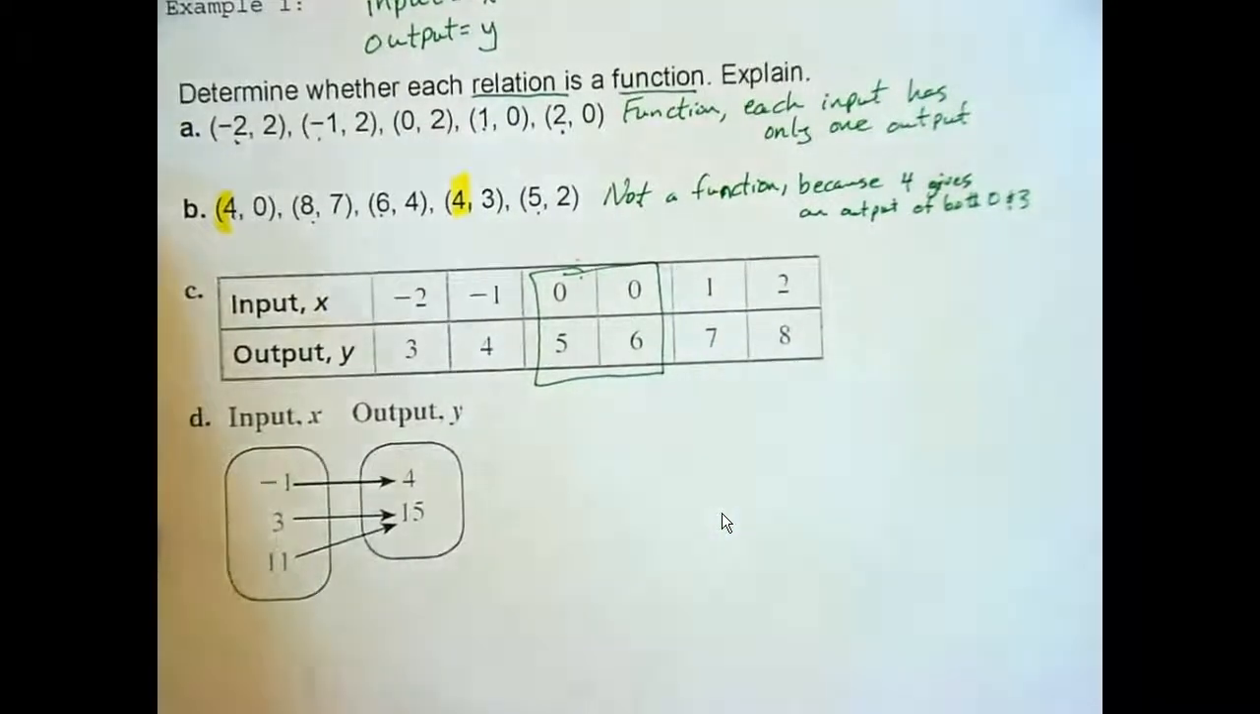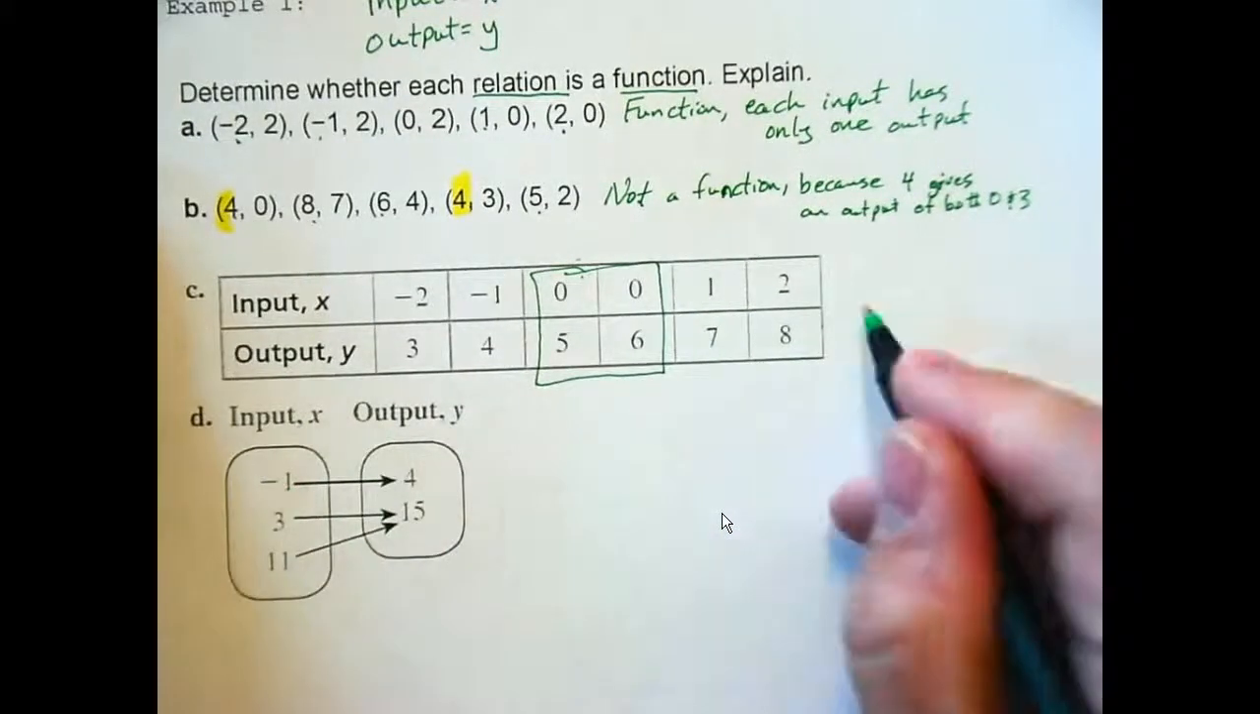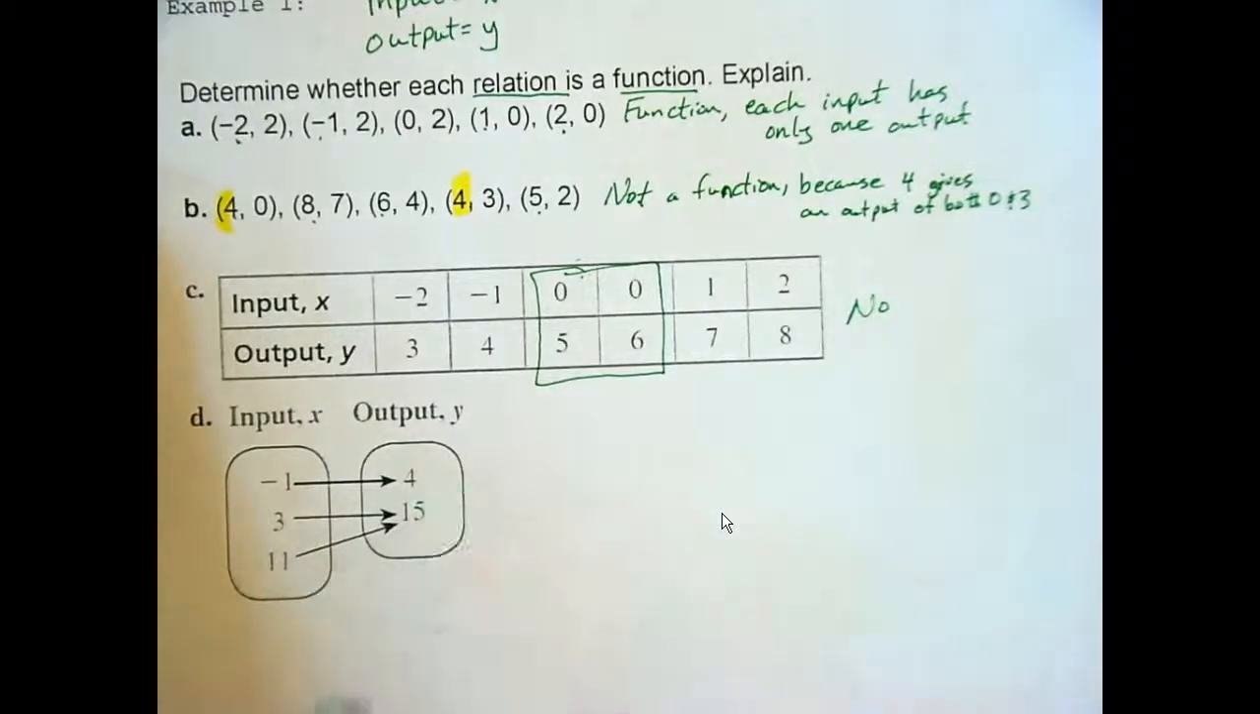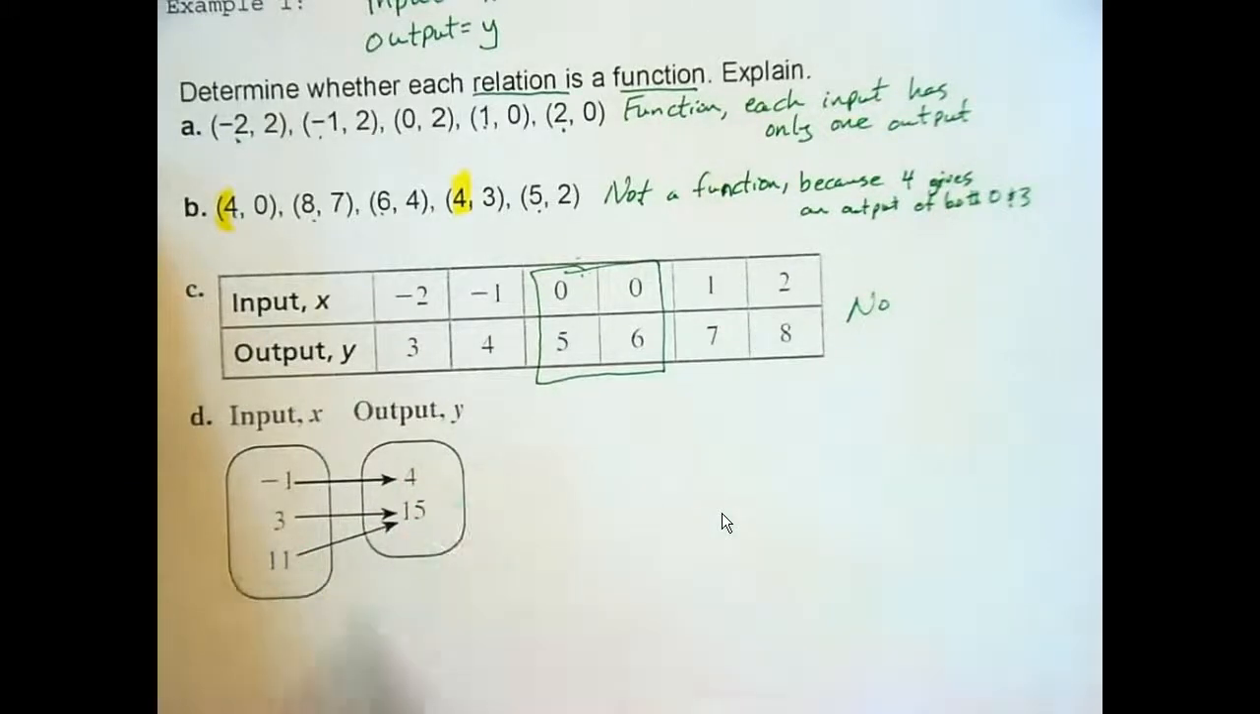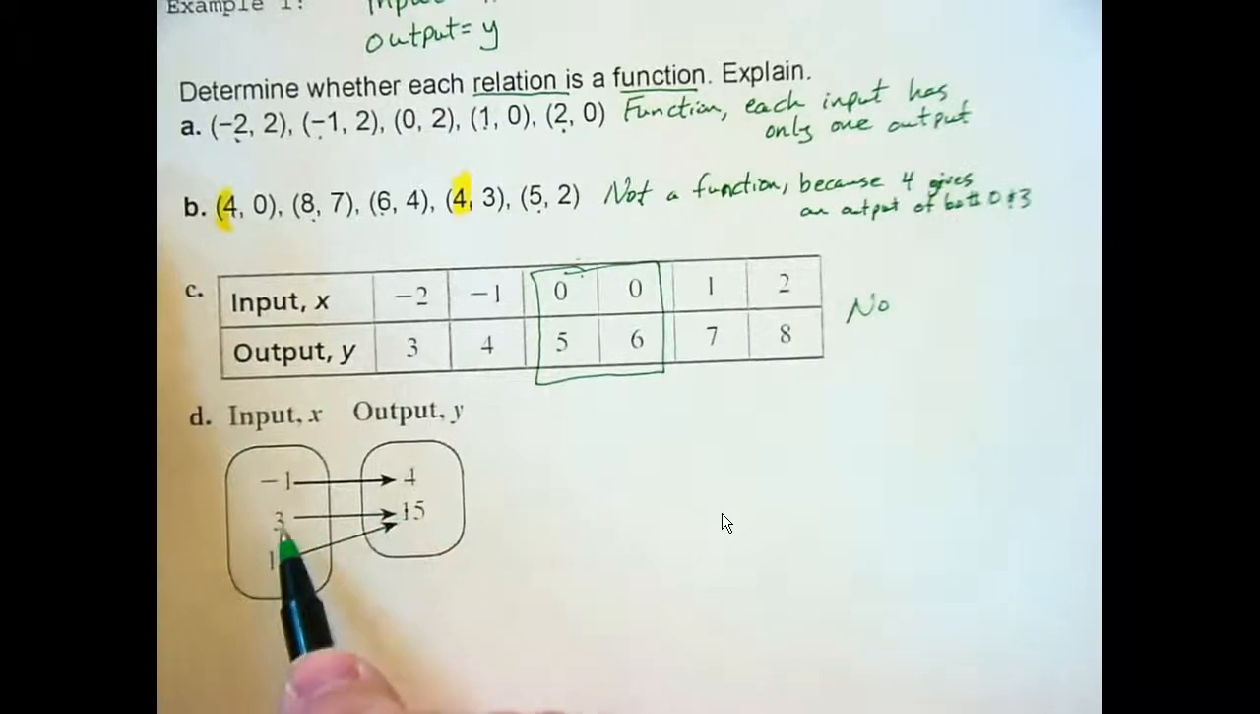Okay? How about letter D? So this one's no. This one, function? No. Yes. No. Does each input go to only one output? Yeah, -1 goes to 4, 3 goes to 15, 11 goes to 15. It's okay if different inputs go to the same output. That's okay. It's just the same input can't go to 2 different outputs. So it's okay for both of these inputs to go to that output. But this 3 wouldn't be able to go to 4 and a 15. That would be bad. Okay?